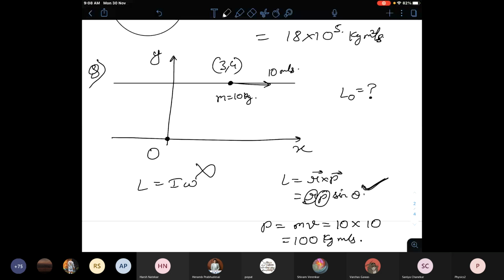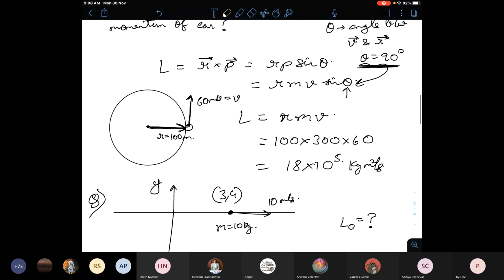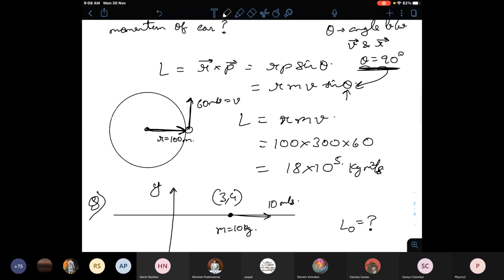What about the r vector? R vector is, as I told you, the distance between the particle and the center. Here the center is my origin. In the previous case, my center was the center of the circle, that is why I was calculating r from that point. It is not mentioned anywhere, it is understood during a circular motion that my center is the center of the circle.